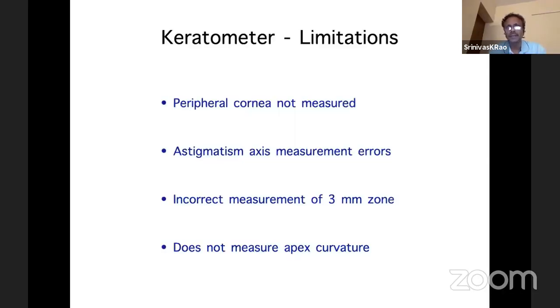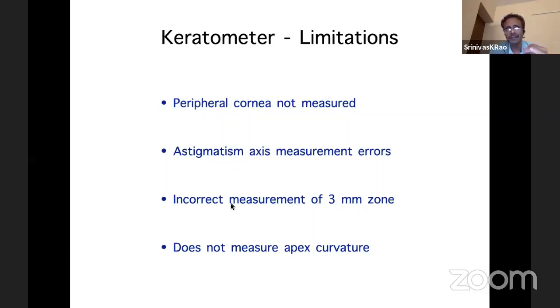But very quickly, people realized when we started doing refractive surgery, when we needed to look at the entire cornea, that the keratometer had limitations. It does not measure the peripheral cornea. It works around 3 millimeters in the corneal center. It assumes that the astigmatism is orthogonal. It does not work very well with oblique astigmatism or irregular astigmatism.